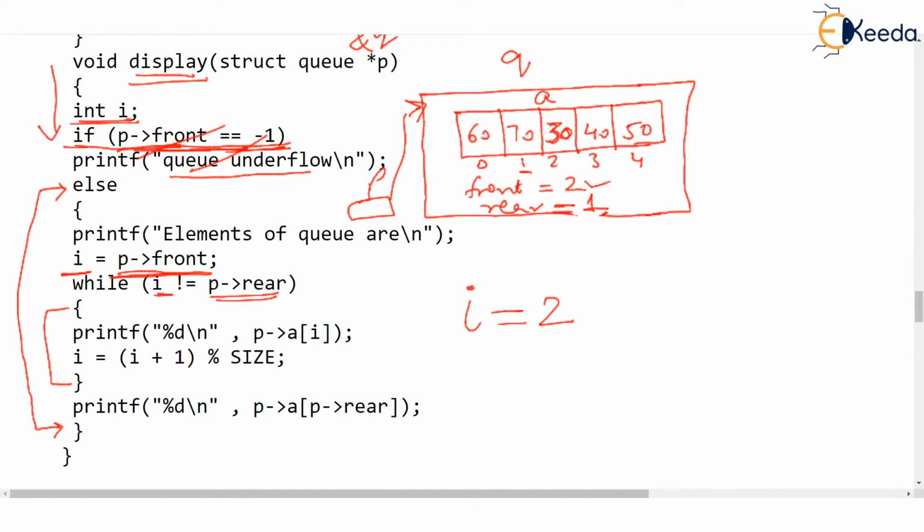Now I is 2, isn't it? And P arrow rear, observe the box, P arrow rear is 1. So 2 not equal to 1 is true. It means that the while will continue as long as I does not reach rear and I is far from rear. So the loop will continue. And when the loop runs, we are printing P arrow A[I], that is A[2]. So 30 will get printed.